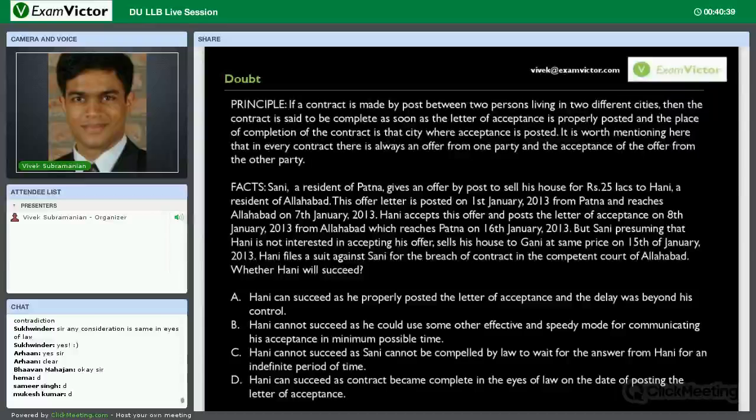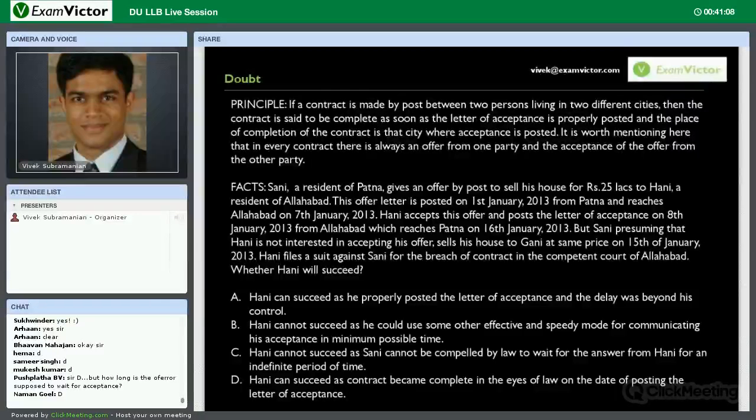Subsequently, we are given that the letter reaches Patna on 16 January 2013. So, the offerer, the person who makes the offer, that is Sunny, who is living in Patna, actually receives the letter only on 16th. But Sunny, presuming that Honey is not interested in accepting his offer, sells his house to Gani at the same price on 15th of January, that is before the letter reaches him.